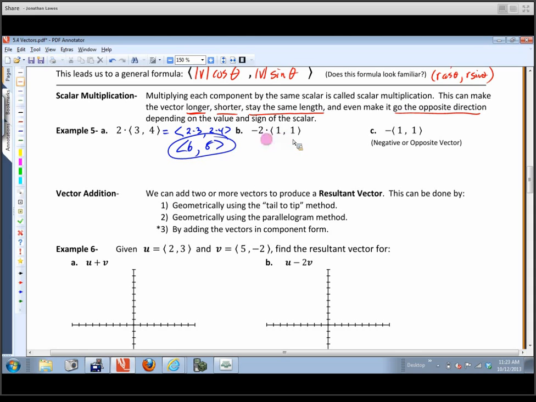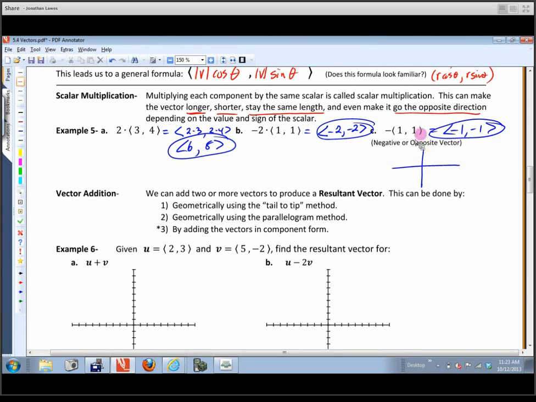If we were to multiply this by -2, the answer on this one would be -2, -2. And if we multiply this by a negative, we end up with -1, -1. So those are the answers to each one of these, and it's a good idea to think about geometrically what happened here. So let's work backwards on this one.